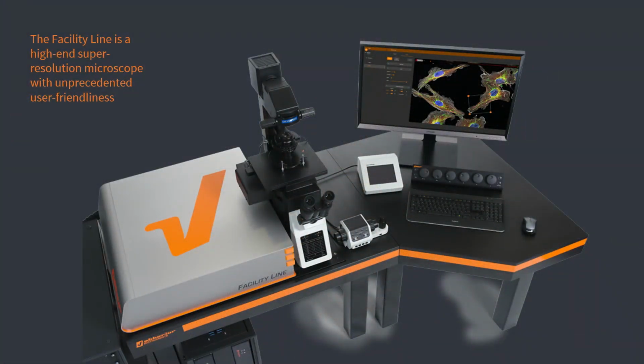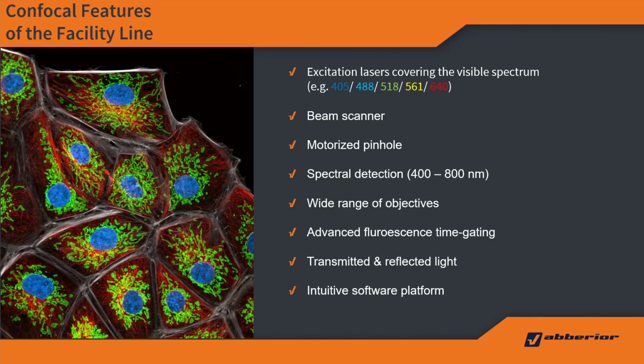This is our microscope, the facility line, and when we look at its confocal features, we can see that it's a full-blown confocal microscope. We have lots of excitation lasers to cover all the dyes we would like to look at. Beam scanner, obviously. We have a motorized pinhole, which we can adapt in size. Spectral detection, which we come to in a minute. We have a wide range of objectives. Time gating for the detection. Transmitted and reflected light, which is important for plant microscopy if you want to get some orientation in the sample. And a very intuitive software platform.